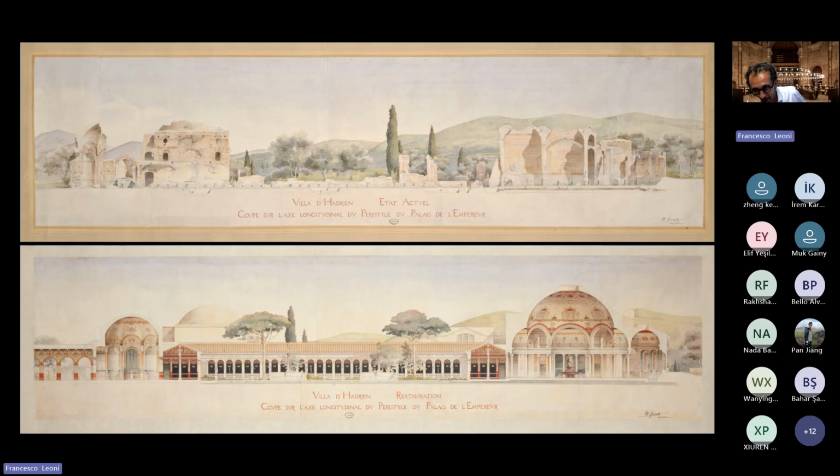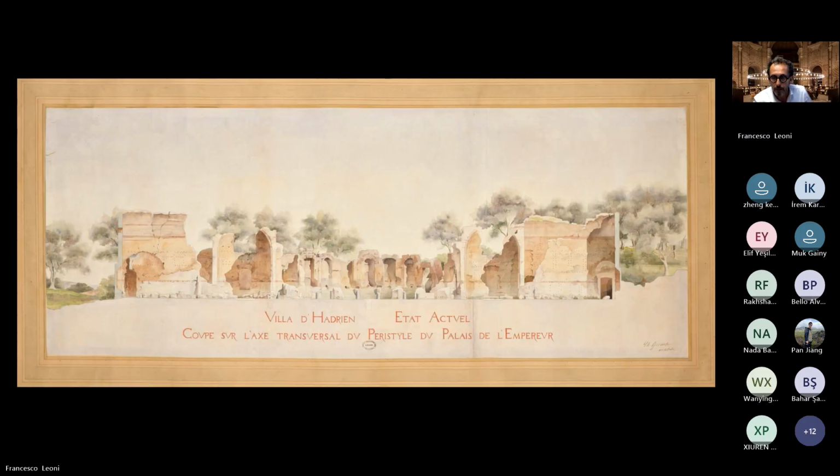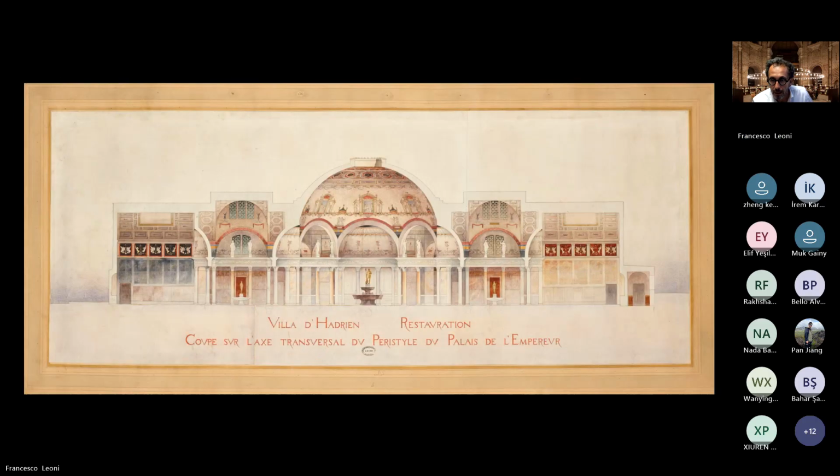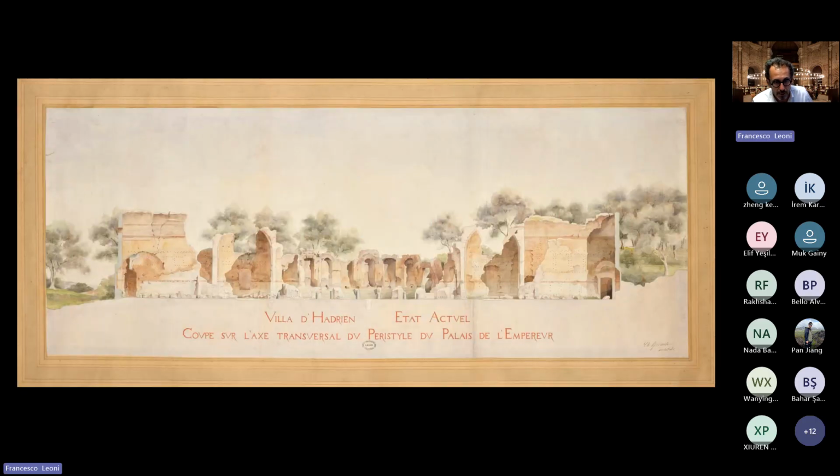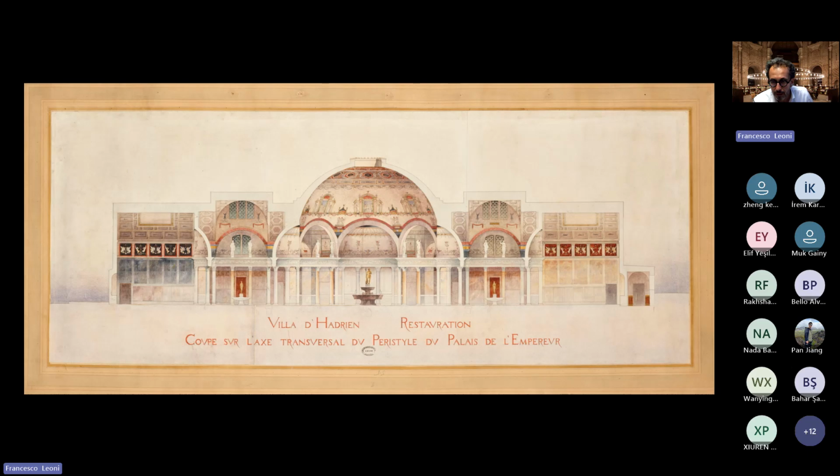Again, another element. For example, here we can see Piazza d'Oro on the upper part as a ruin, on the lower part as a project. Both of them produced by the same architect. Again, other drawings of the Maritime Theatre, and this is the restitution.